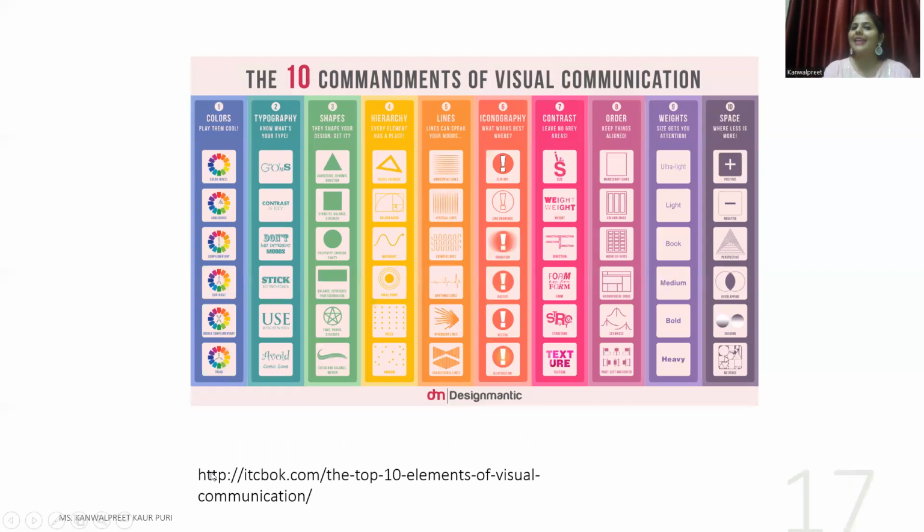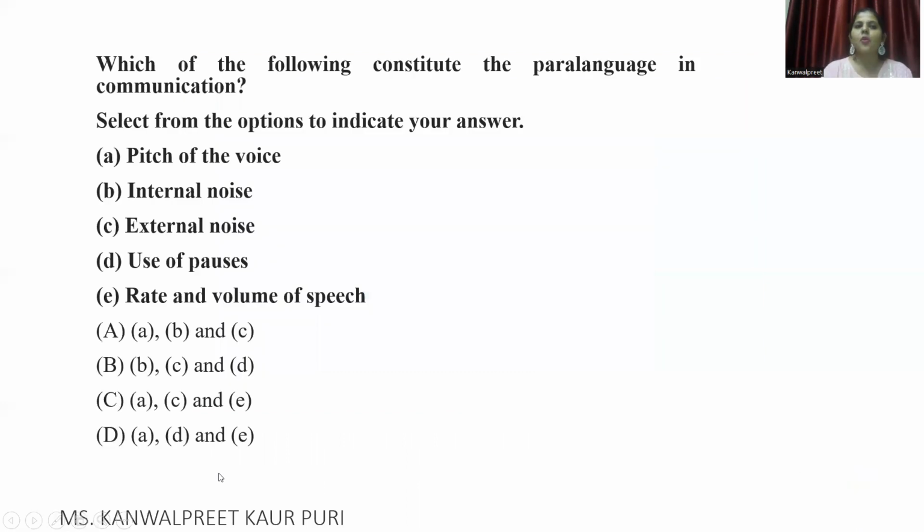This is something: the 10 commandments of visual communication. You can get a question on visual communication. What is visual? Which you can see. So just go through them: colors, typography, shapes, hierarchy, lines, iconography, contrast, order, weight, space. Sometimes a question can come on this. So this is just additional information from my side. Now let's move on to the next question.